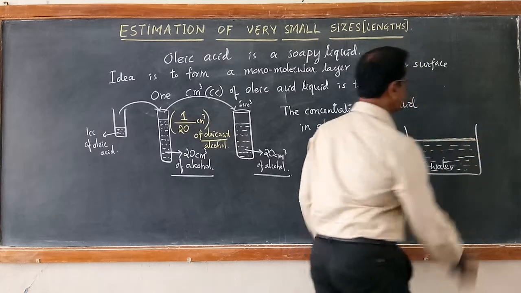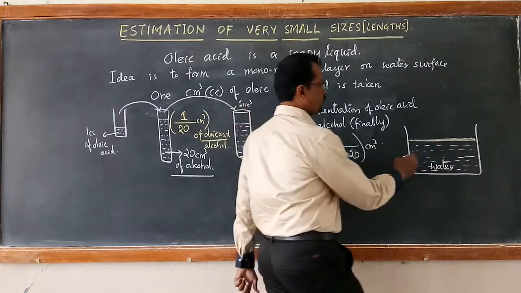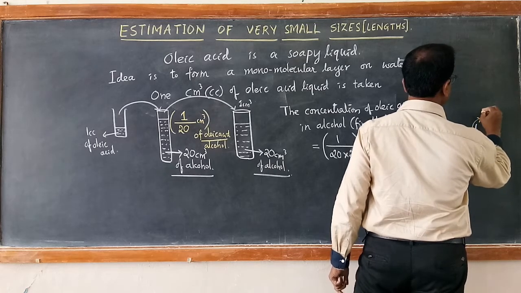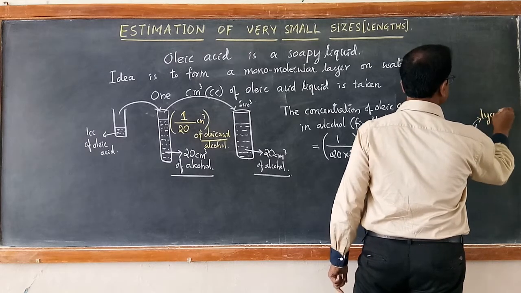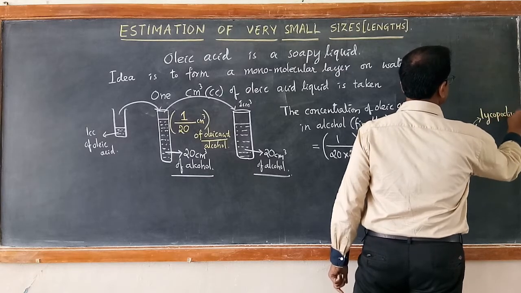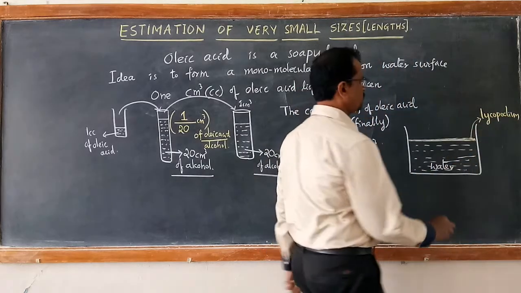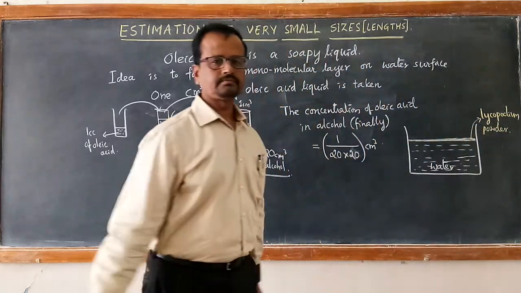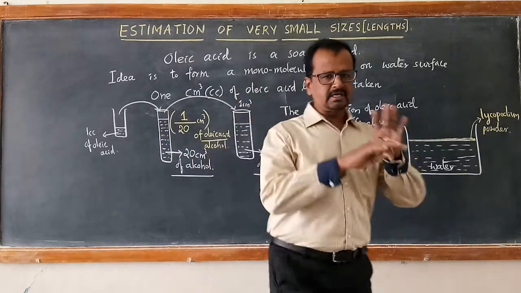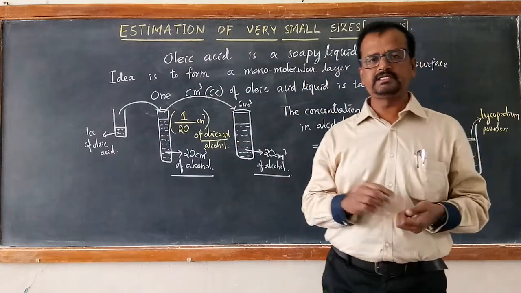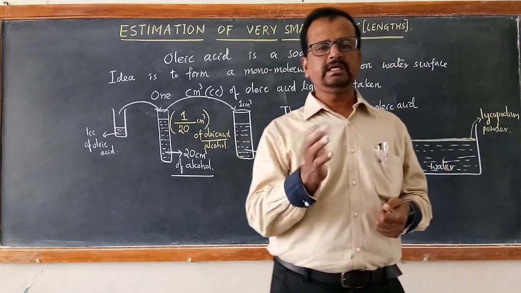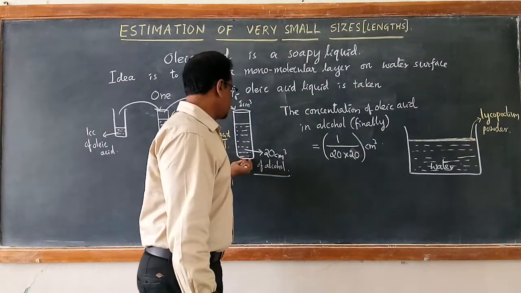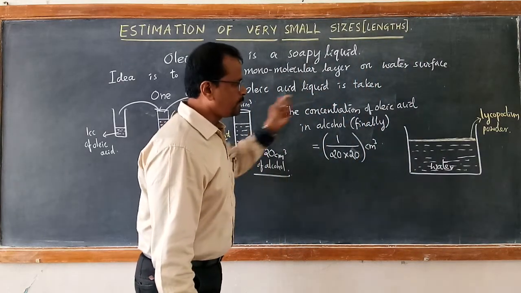The one which I am showing, thin layer on the surface of water, is lycopodium powder. It is a thin, dusty powder. It forms a thin layer on the water surface. It is just like sawdust, very light, and forms a thin layer on the water surface. In this you have to add this freshly prepared solution, drop by drop.